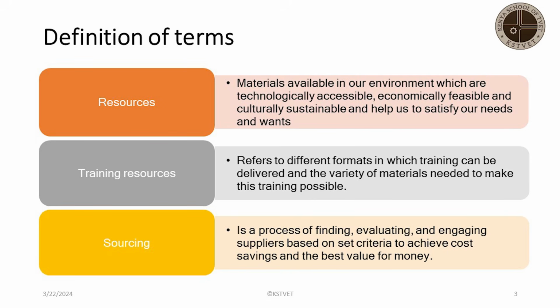Sourcing. This is a process of finding, evaluating, and engaging suppliers based on the set criteria to achieve cost savings and the best value for money. We will now look at types of training resources. Can you identify some of the training resources that you know?